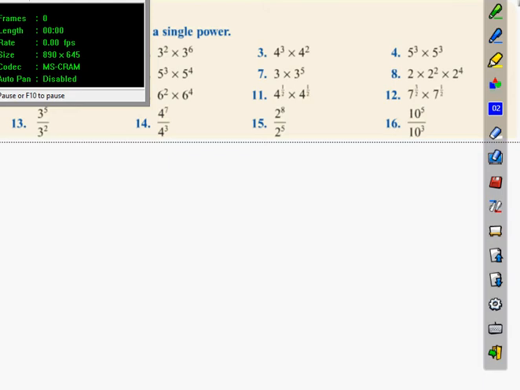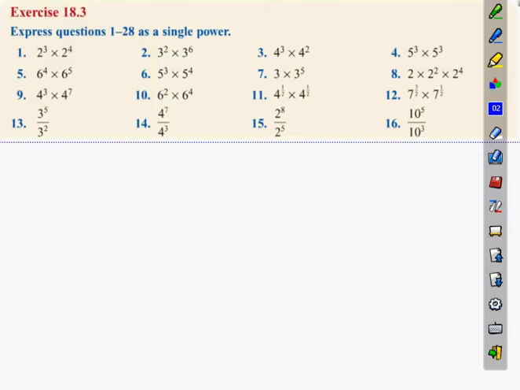On page 20 of your tables, you're going to see a rule, okay? Now the very first rule is A^P multiplied by A^Q equals A^(P+Q). Now let me tell you what that means, okay?